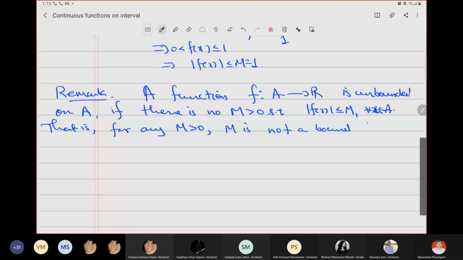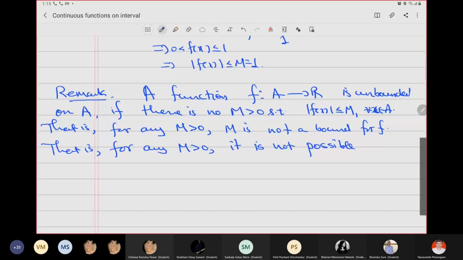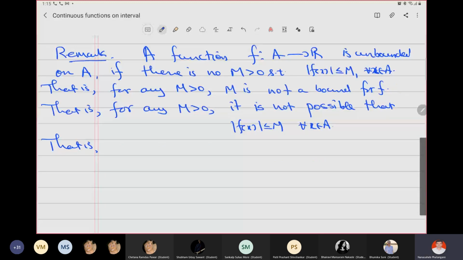For f, any m is not a bound means what? For any m, it is not possible that f of x is less than or equal to m for every x in A. That is, for any m, f of x less than or equal to m is not possible for all x. What is the negation? f of x is greater than m.